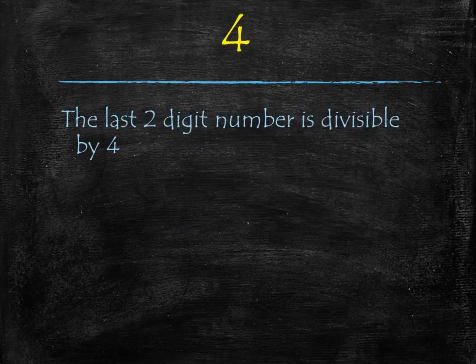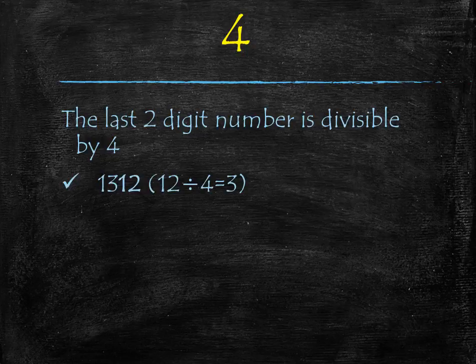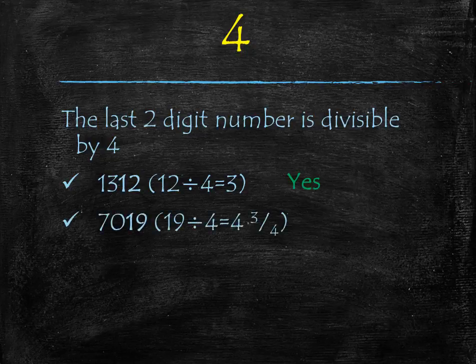Next, 4. If the last two digits are divisible by 4, then the whole number will be divisible by 4. For example, 1,312. The last two digits are 12. So 12 is divisible by 4. So yes. 7,019. The last two digits are 19. And 19 is not divisible by 4. So no.